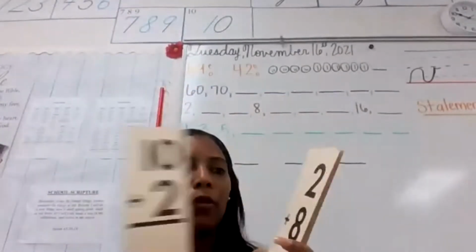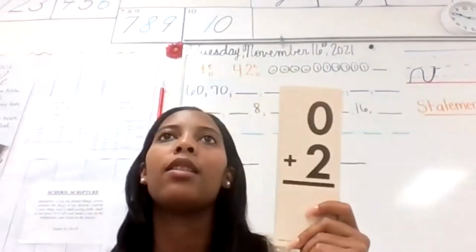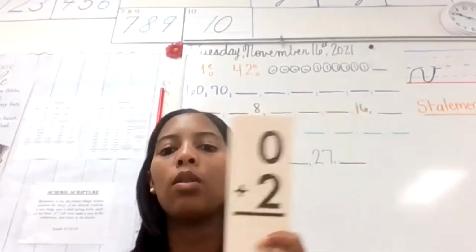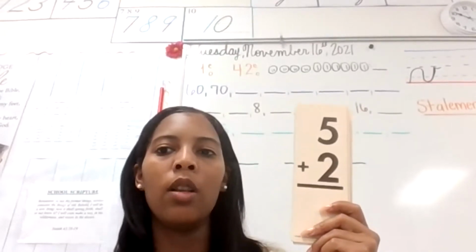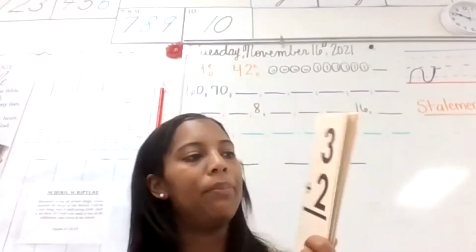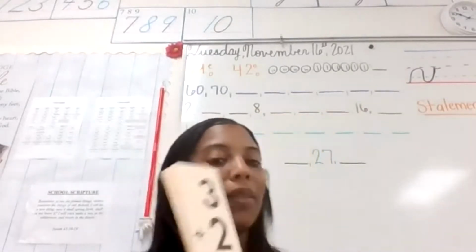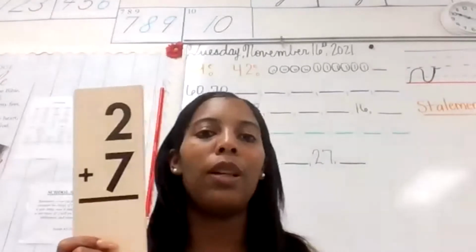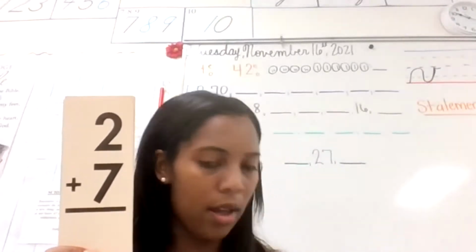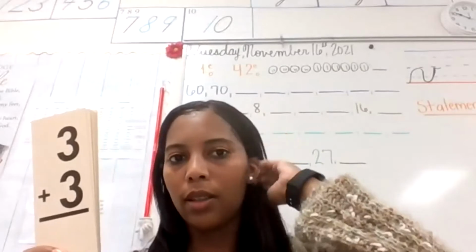Twin facts, same facts, just different order. 2 plus 8 equals 10. 0 plus 2 equals 2. 5 plus 2 equals 7. 3 plus 2 equals 5. 2 plus 5 equals 7. 2 plus 7 equals 9. 3 plus 3 equals 6.